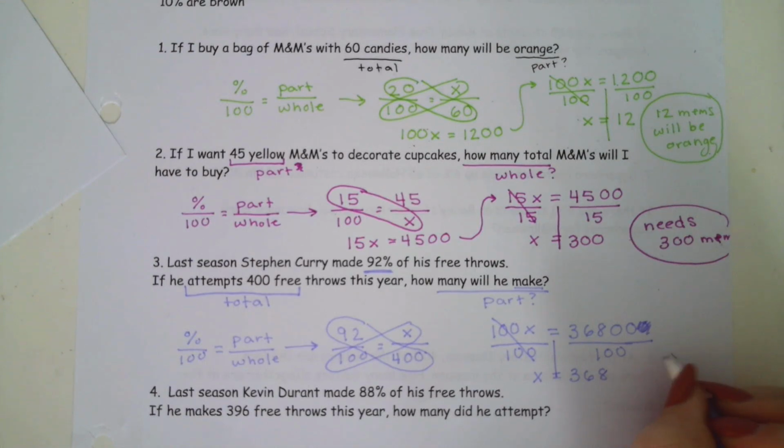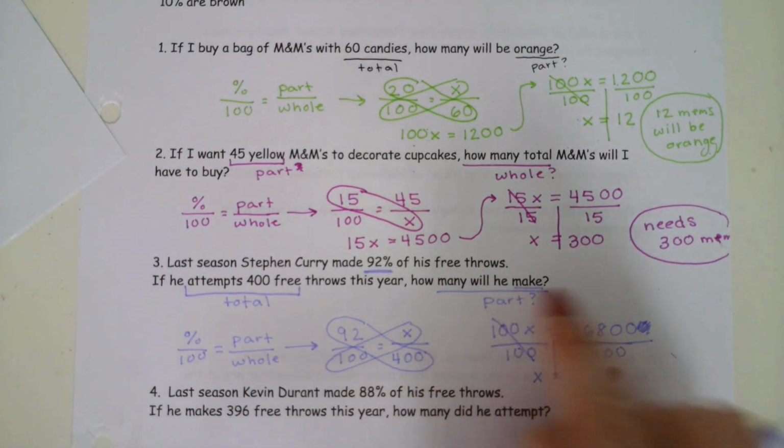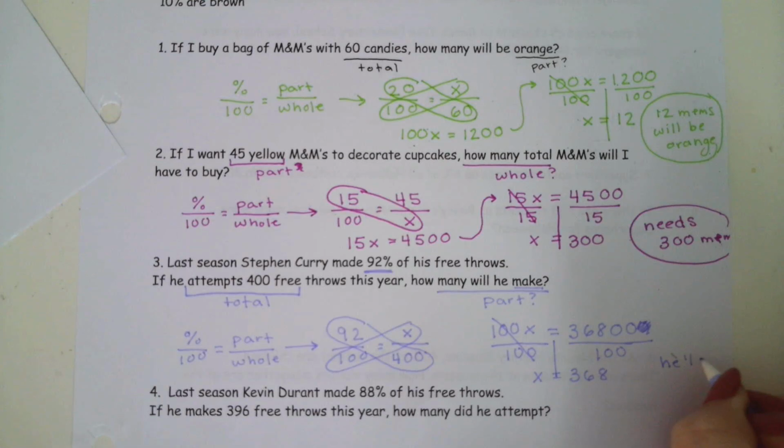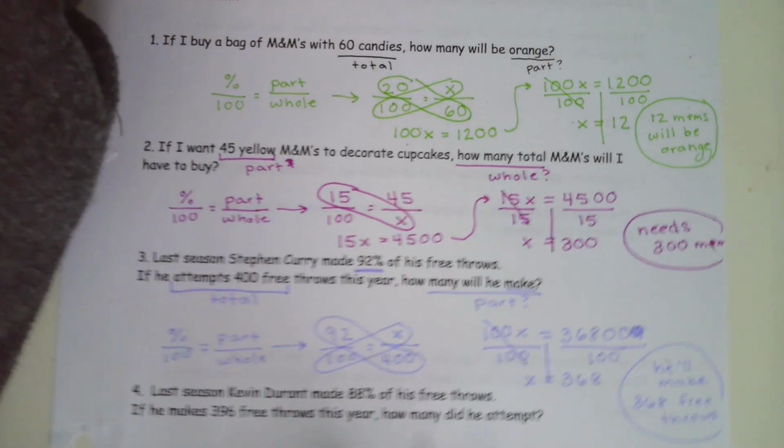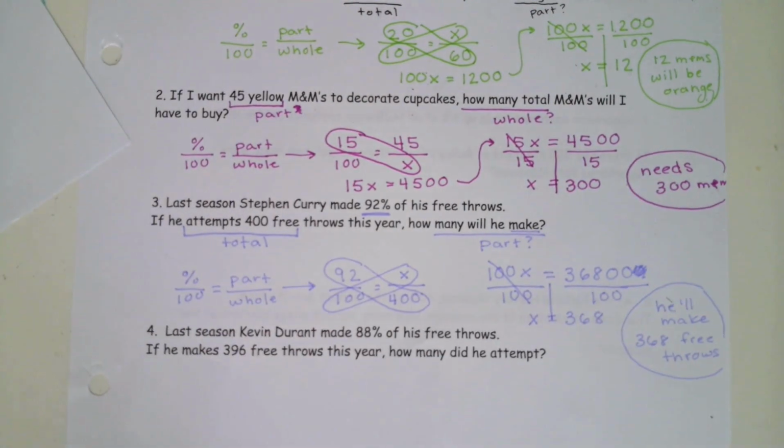So remember, we have to answer this question. How many will he make? He'll make 368 free throws out of the 400 he tries. So he'll miss a couple, but not many. Oh, you can't see it. Here. There you go. Alright, try this one on your own.